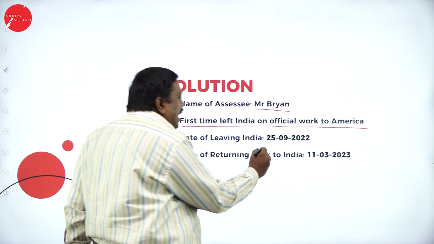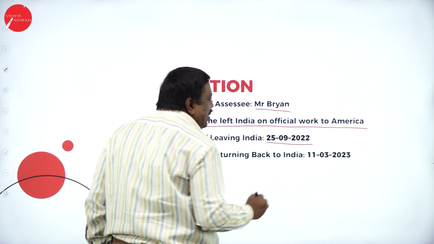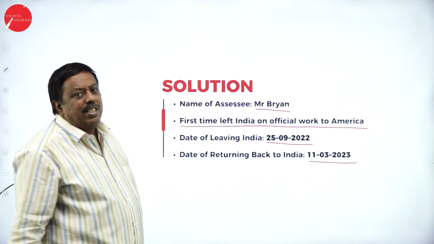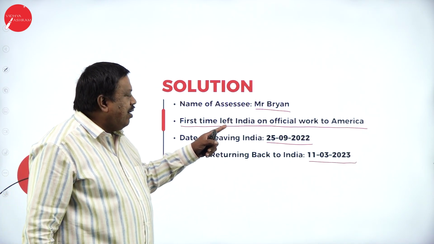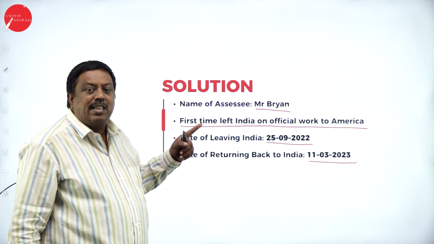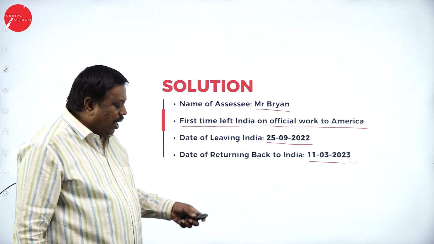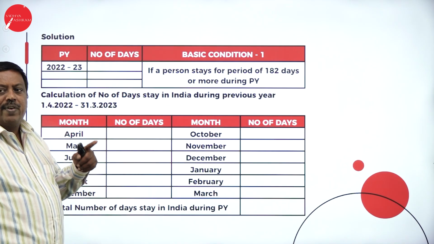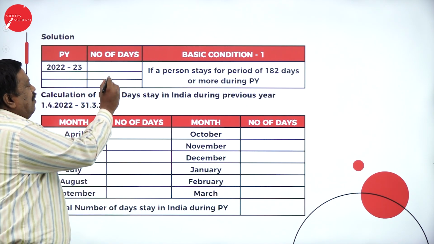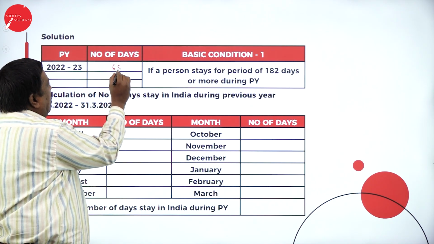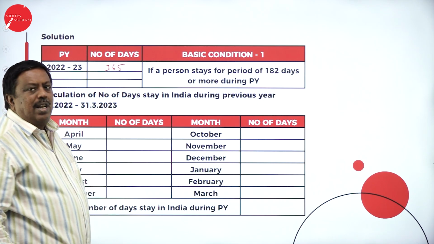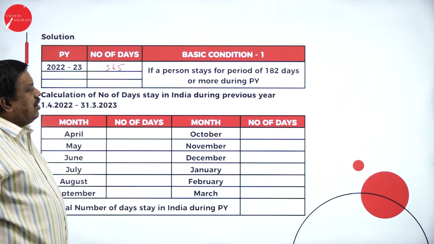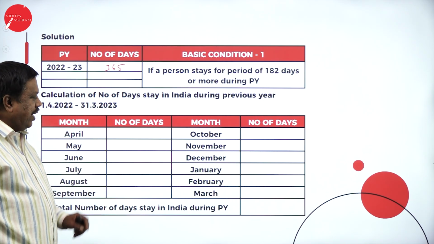So I left India on 25th September 2022 and I returned back on 11th March 2023. During the previous year 2022-23, we have a total number of 365 days. Now, whether I was in India for all 365 days or not, we have to verify.